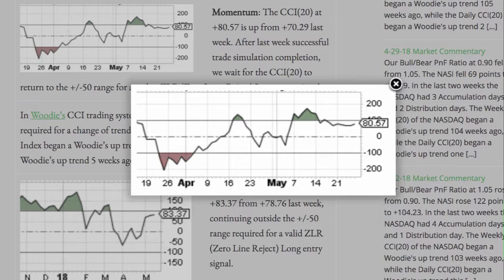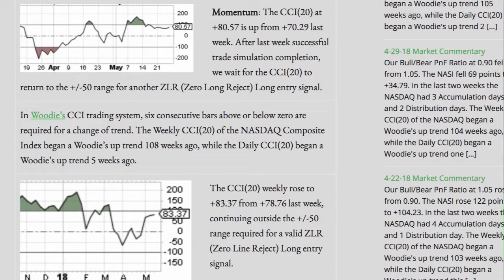Momentum. The CCI 20 daily at a positive 80.57 is up from a positive 70.29 last week. After last week's successful trade simulation completion, we wait for the CCI 20 to return to the plus or minus 50 range for another zero-line reject long entry signal. In Woody's CCI trading system, 6 consecutive bars above or below zero are required for a change of trend.